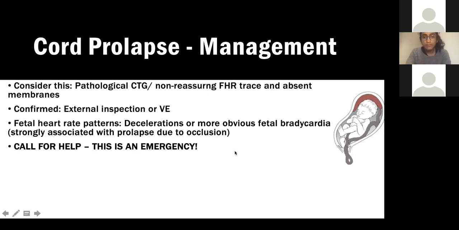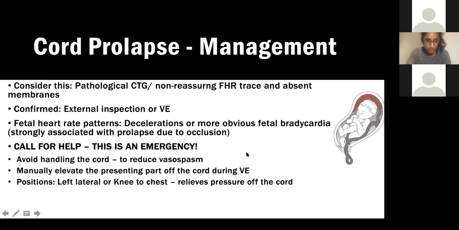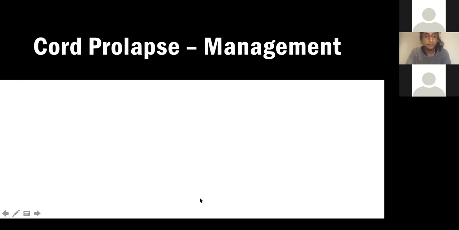And yeah, call for help, it's an emergency. You want to avoid handling the cord because you want to reduce vasospasm caused by handling the cord. You want to manually elevate the presenting part off the cord during vaginal examination. Position, so basically you can do knee to chest or left lateral, and both of these positions essentially relieve the pressure off the cord. And you can consider tocolysis, but usually these women just need delivery via an emergency C-section.